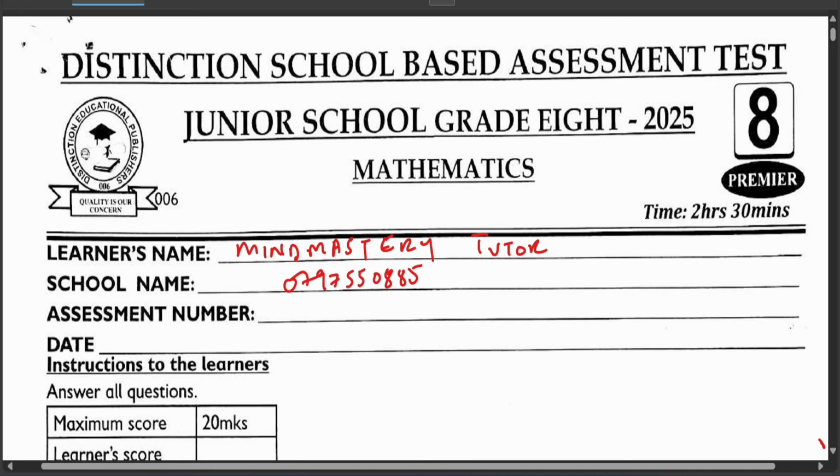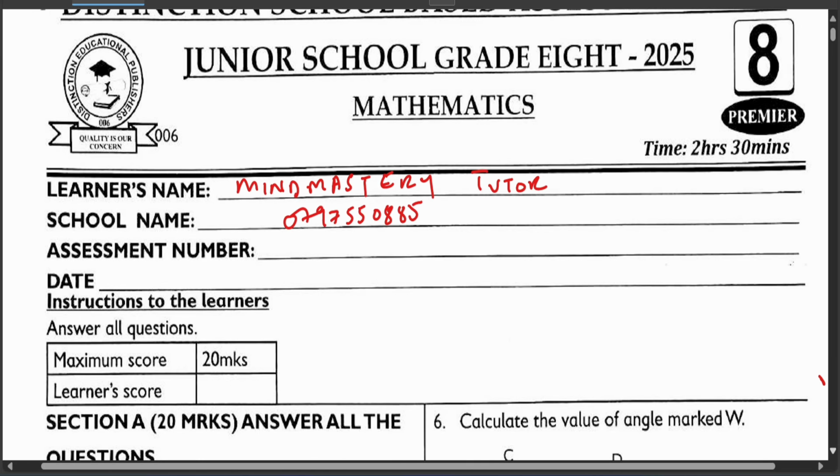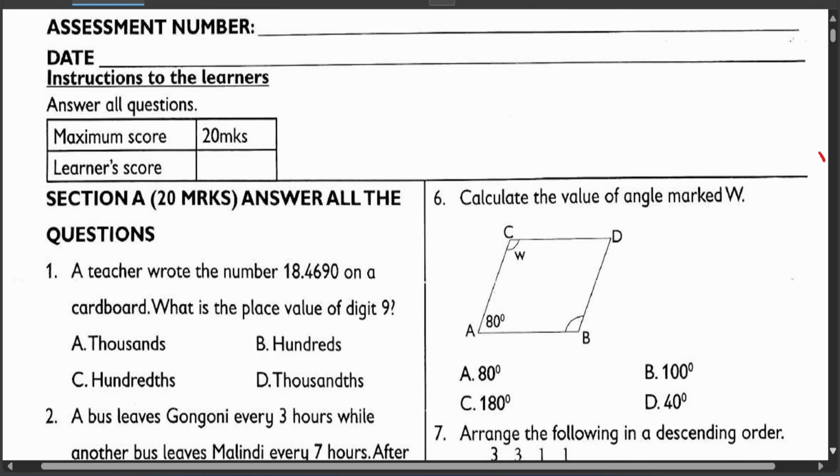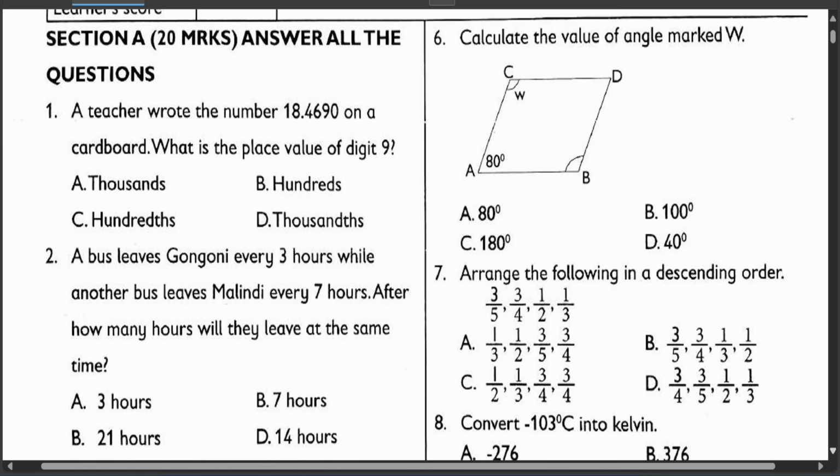So kama kawaida yetu tunafanya hii paper sahi ya grade 8. Nimeacha grade 8 nyuma sana. So today we're going to do grade 8 paper. So kuna section A, kuna section B. Section A, question 1. Question 1 says a teacher wrote the number 18.4690 on a cardboard. What's the place value of digit 9?